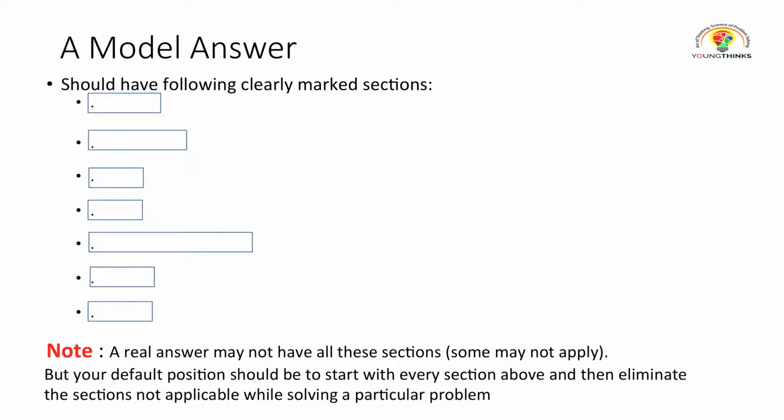So now let's look at the model answer, as to how the model answer should look. Your model answer should have a few sections, which is what we'll call a template. In the template solution, there will be a number of sections. Not all these sections are applicable to all the problems, but as far as possible, your default position should be that you should have all these sections. You should be writing down all the sections, and if you feel that some of the sections are not applicable in the problem, you can eliminate them. But by default, your thinking should be, always follow the template. Always first start with all the components of the template. If you feel some of the components are not required, you can eliminate them.